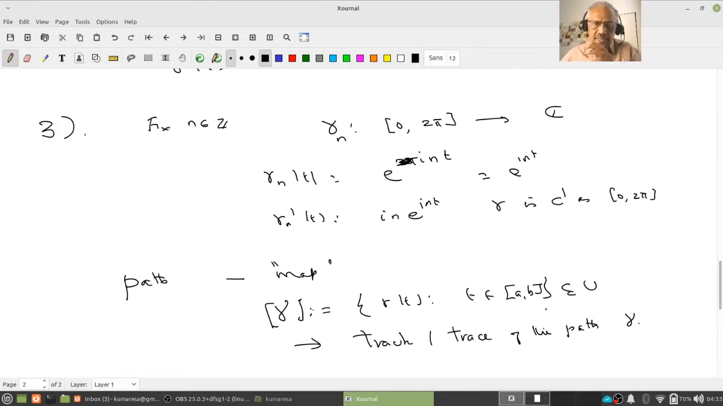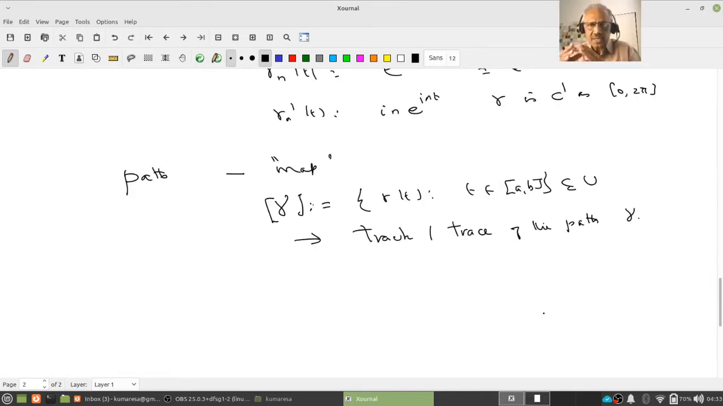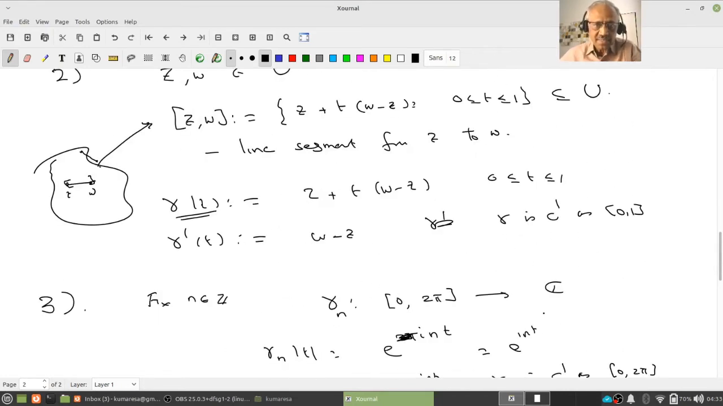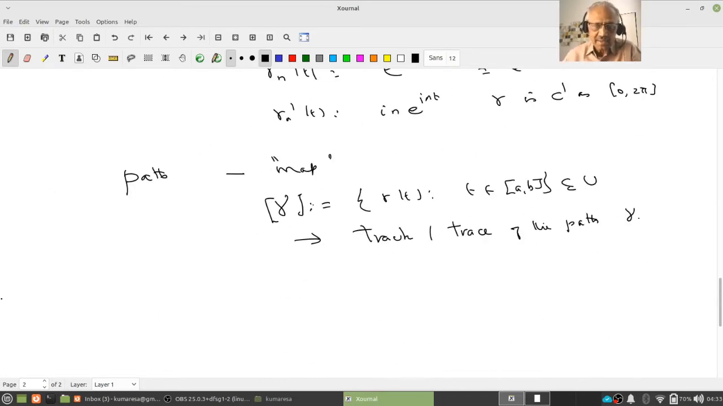So what I am trying to say is, when I talk about a path, it is a map. That's what you should remember. But even though for geometric reasons we may trace gamma t as t varies over [a, b] and find the subset, and we may think of it. For example, in the first case it's a constant z0, whereas in the second case it is a line segment. In the third case, you can see this is why it's very important.